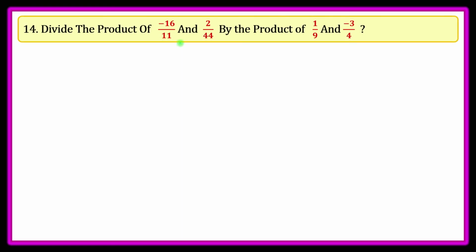Now the 14th question. Divide the product of -16 upon 11 and 2 upon 44 by the product of 1 upon 9 and -3 upon 4. So see here. First of all, as it is saying, we have to find the product. First of all we are going to multiply -16 upon 11 by 2 upon 44. Like this, cancelling the factor of 4. 4 into 11 is 44 and -4 will come at the numerator. So -4 into 2 becomes -8 and 11 into 11 becomes 121.